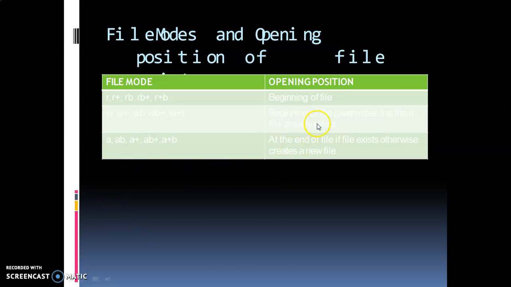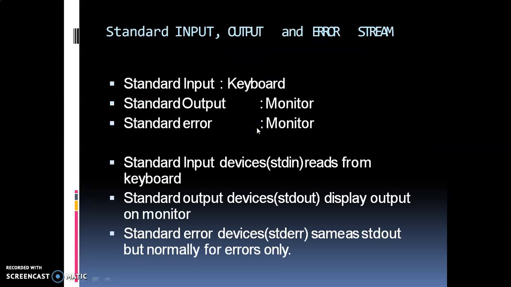RB plus, beginning of the file. Now standard input, output and error streams. Standard input is the keyboard, standard output is the monitor, and standard error is the monitor. If we want to enter data, we use standard input, the keyboard, and output is displayed on the monitor, and errors are also displayed on the monitor. So stdin reads from the keyboard, stdout displays output on the monitor, and stderr is the same as stdout but normally for errors only.